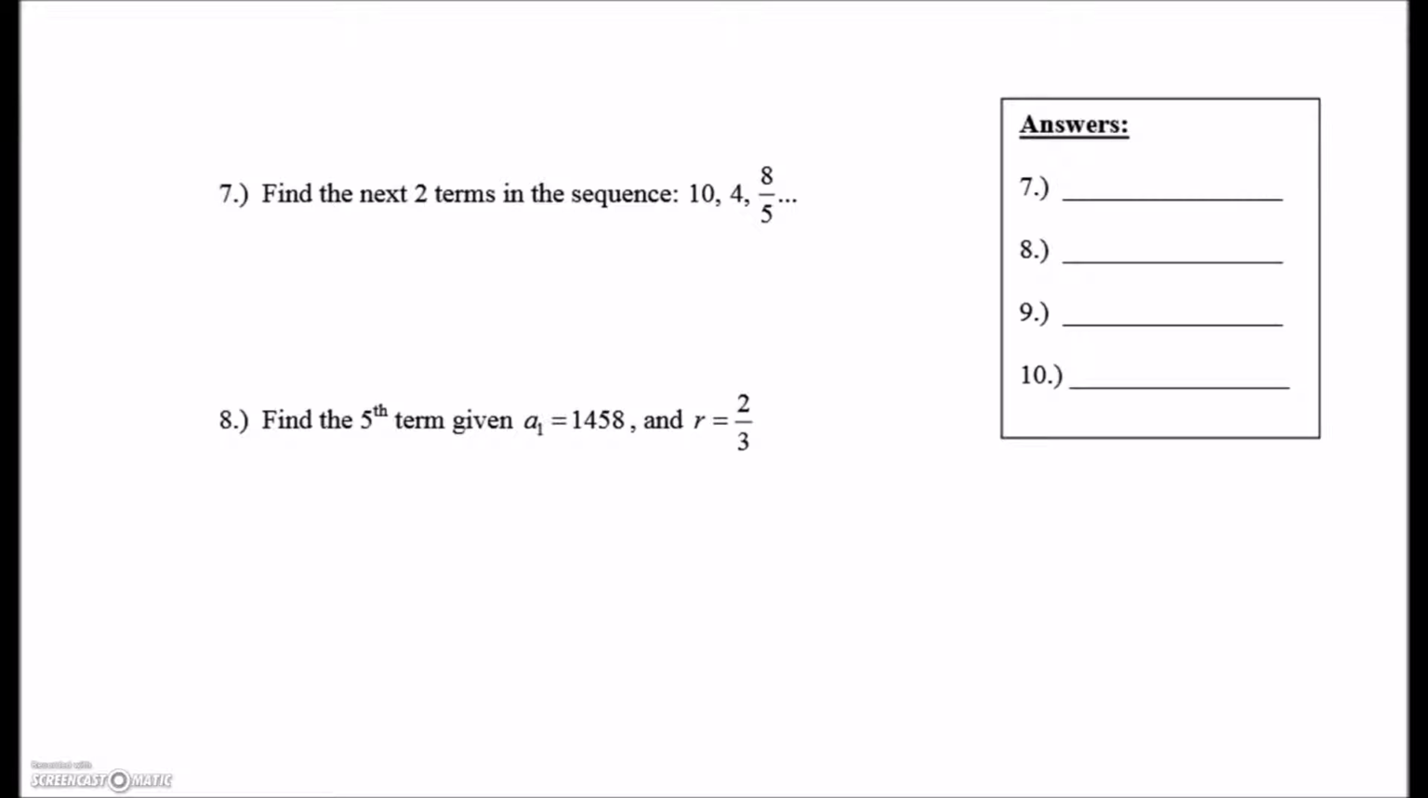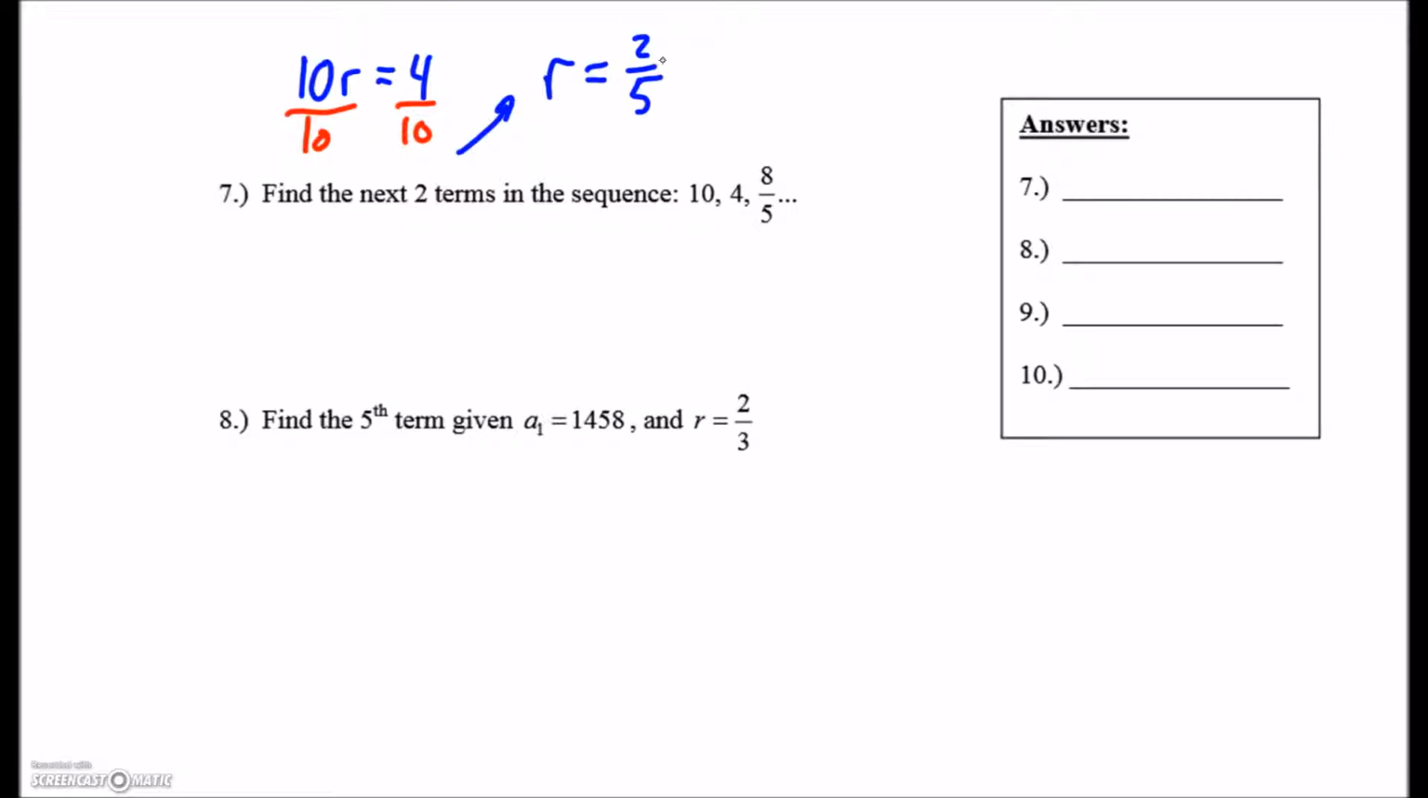The easiest way to do that, remember the shortcut here, is if you have like 10 times something, we'll call it r, equals the next term. I want to know 10 times what will equal 4. Well, I can just solve this for r and divide each side by 10. And what I'll find out is r, the thing I'm multiplying by, is 4/10 or 2/5.